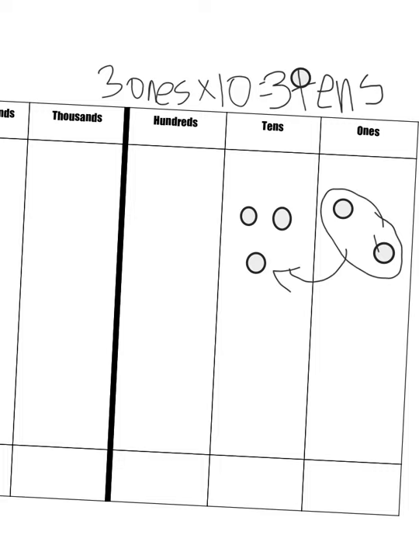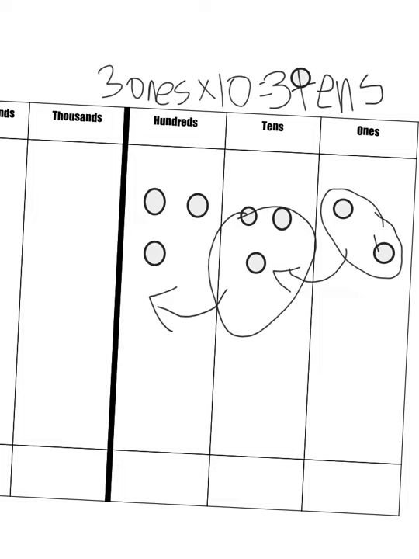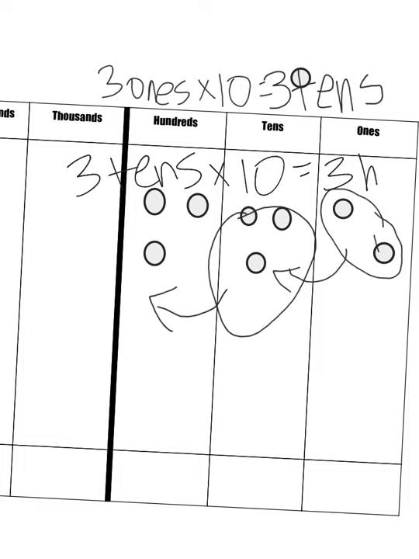And the next thing I want you to think about is, what if we then take these 3 tens and multiply them by 10 again? So of course we're going to move them over into the hundreds place now. Sorry, my circles are not perfect. So now we have 3 hundreds. So what we did was we said, okay, now we have 3 tens times 10 equals 3 hundreds. I'm just going to abbreviate that a little bit.